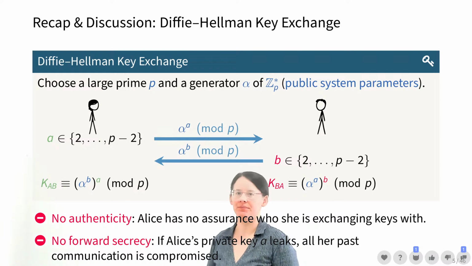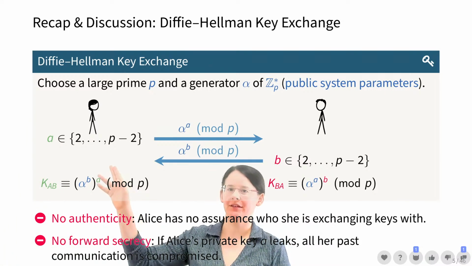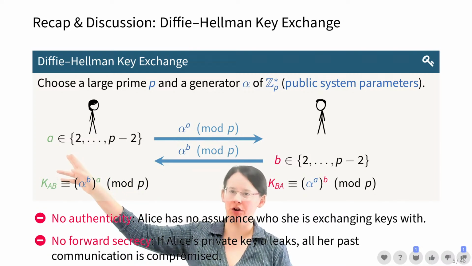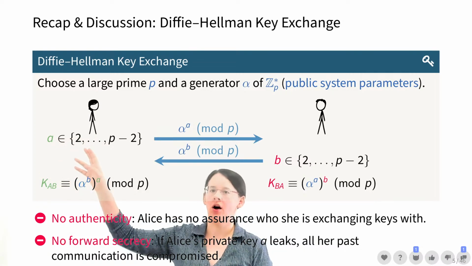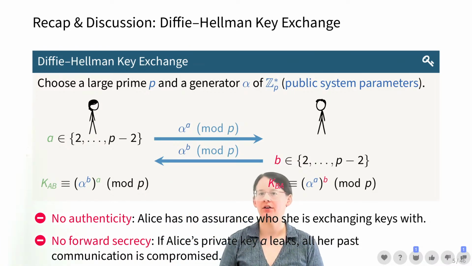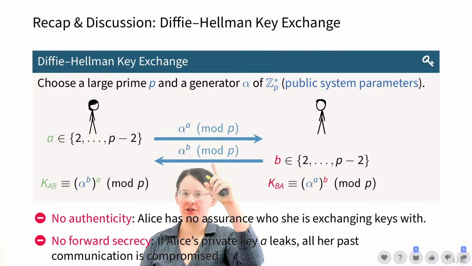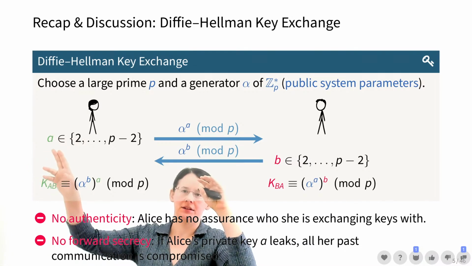There's a second issue, and that is that this scheme doesn't have what's called forward secrecy. What that means is, in case Alice's private key leaks at some point, for example, at some point in time her computer is compromised and her secret key leaks. In that case, all of the past communications that she set up with Bob are compromised.